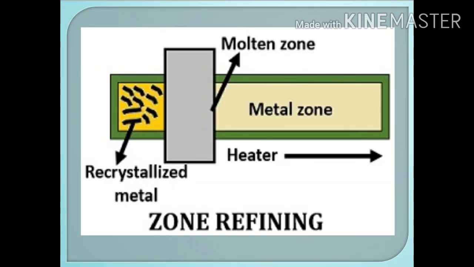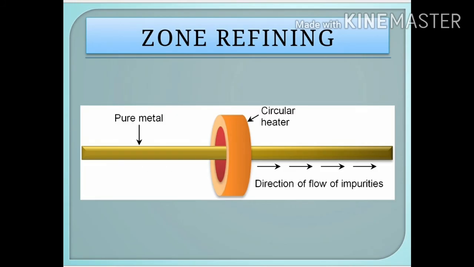So this is the picture. The heater is moved along the rod, from the impurities toward the pure end. So impure metals will settle out at one end and the pure crystal we can get at the other end. This is one more diagram, the circular heater, which is why it is called a circular heater. Here we have also mentioned the direction of flow of impurities. The impurities will go to one end of the metal rod, and the pure metal comes to the other end of the rod.